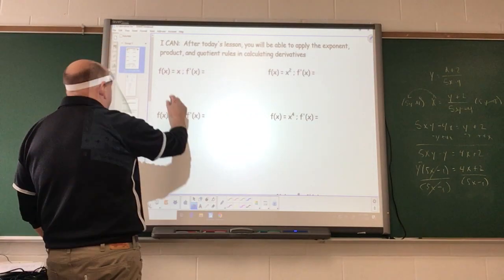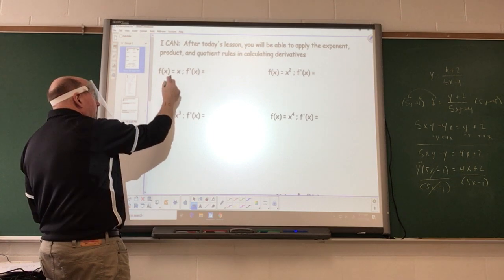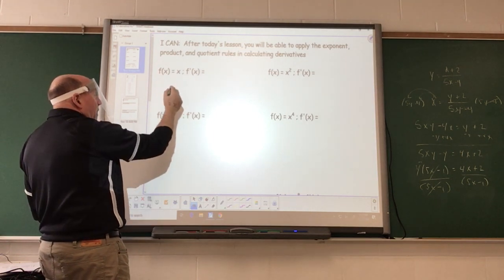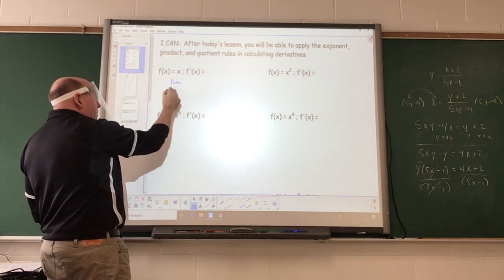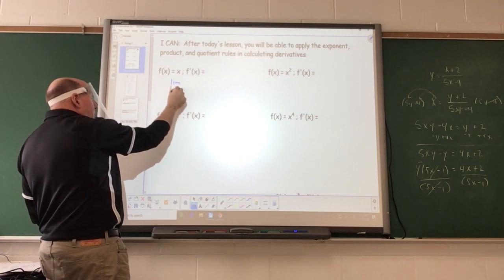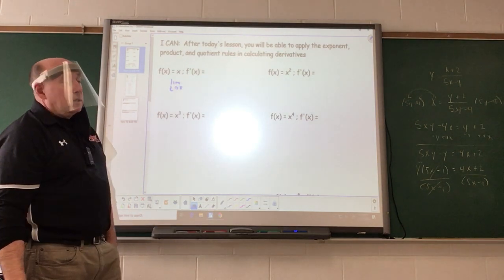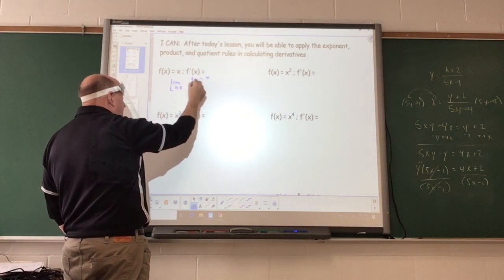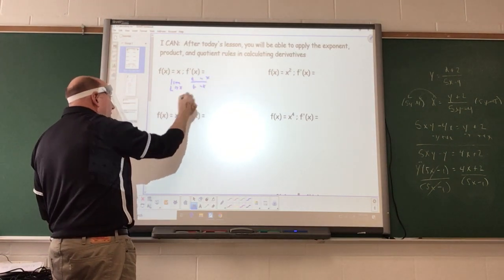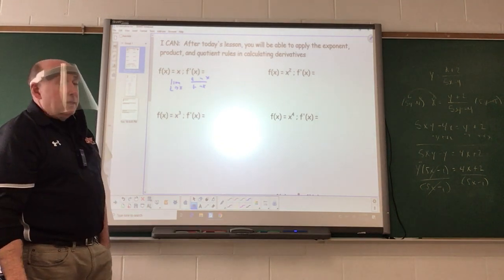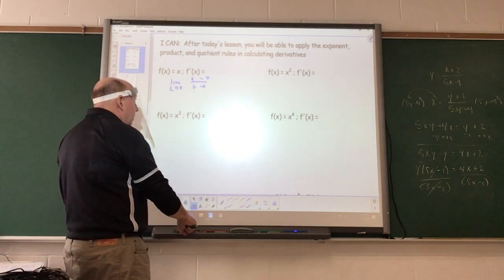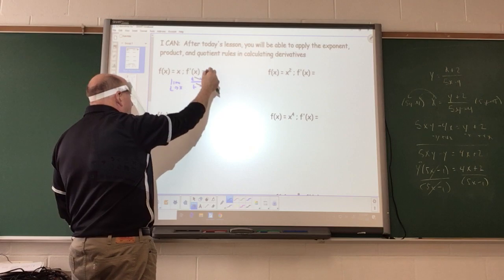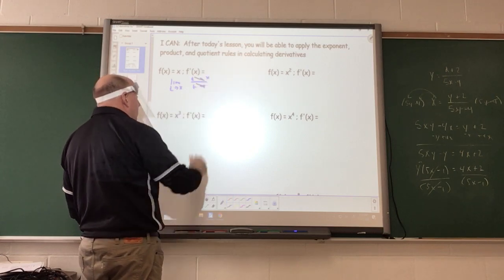If we look at a function f of x equals x, and I take the limit, and I want to find the derivative, we have the limit as t is approaching x of f of t, which is t minus x, over t minus x. So we have t minus x over t minus x, something by itself. These cancel, which gives us a value of just 1.